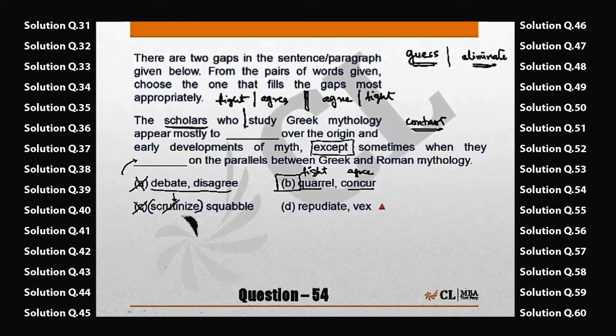Repudiate and vex. Now, if you don't know the meaning, take a chance and mark B. And if you know the meaning, you know that the answer has to be B. Why? Repudiate is like reject. Vex is to annoy. So those are not antonyms. So B is the right answer choice. The key is to guess and then eliminate.